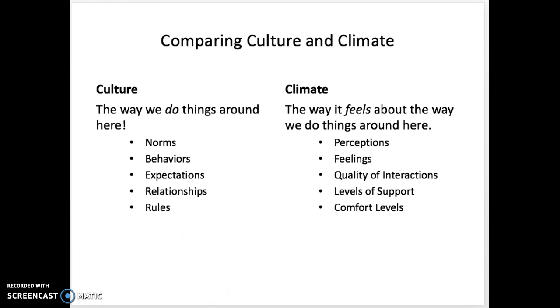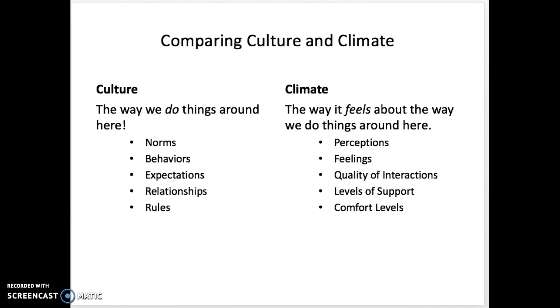Let's talk about culture and climate because they interact with each other. They're different, but they work toward one another. The culture is the way we do things around here. What are the norms and behaviors and expectations, relationships and rules? Are there traditions that happen at your school that help develop a culture within the school? Are there ways that problems are dealt with?